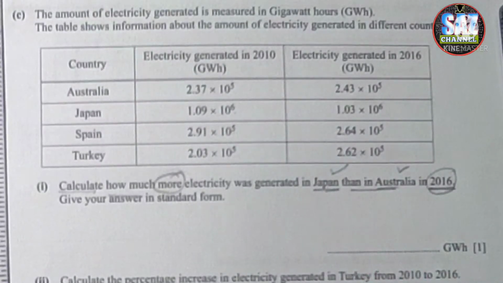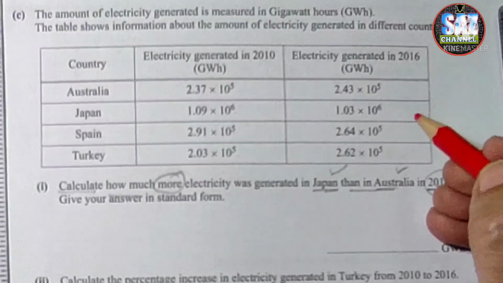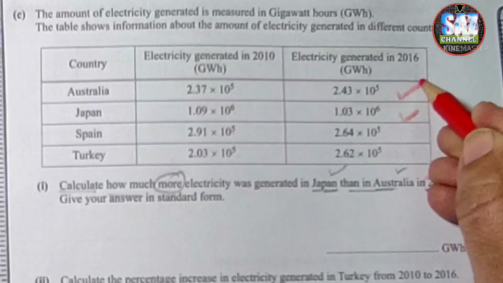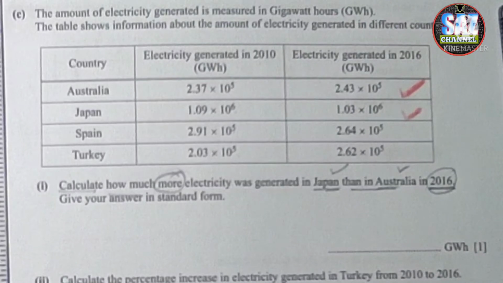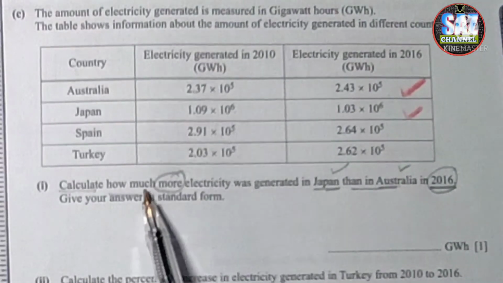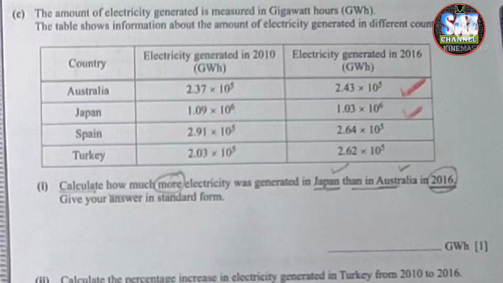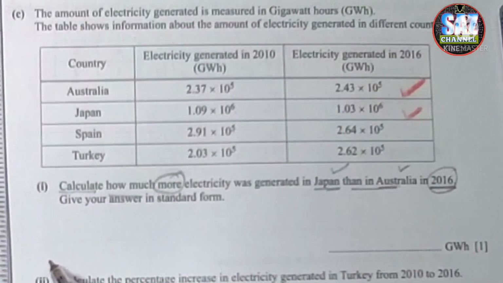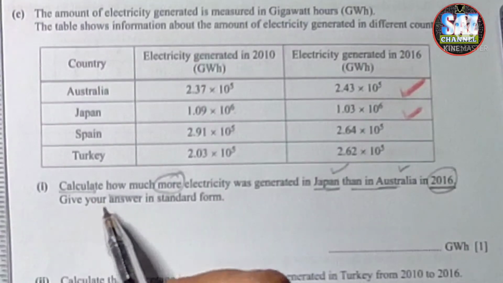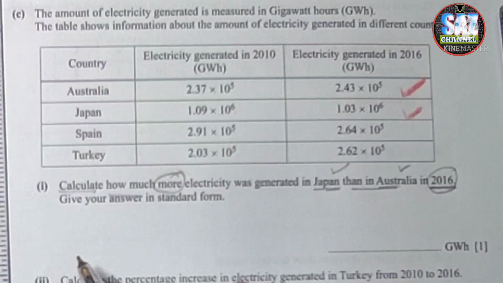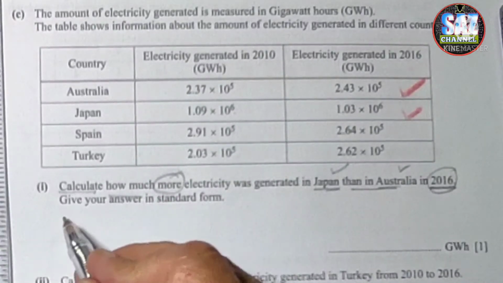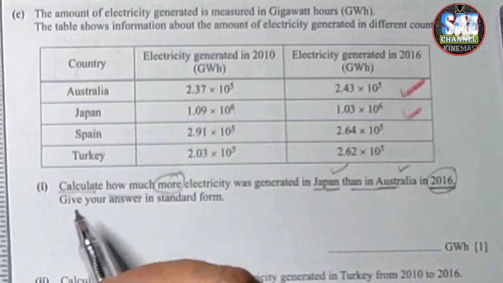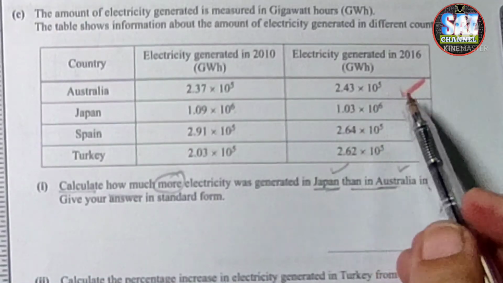On Japan and Australia, and which year? It should not be 2010, 2016. And in order to find how much more, we have to find the difference between the electricity, or difference between the 2 objects. So we have to calculate how much electricity was generated. For that purpose, that electricity generated will be equal to Japan minus Australia.